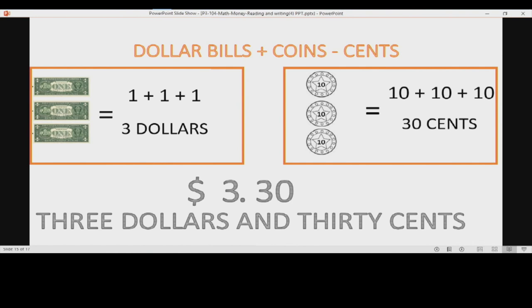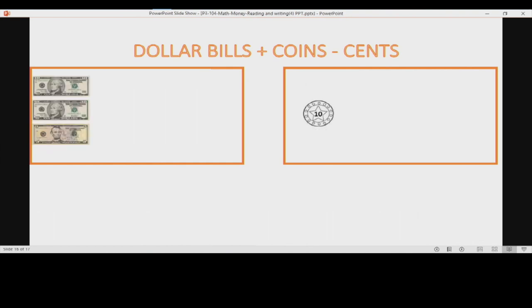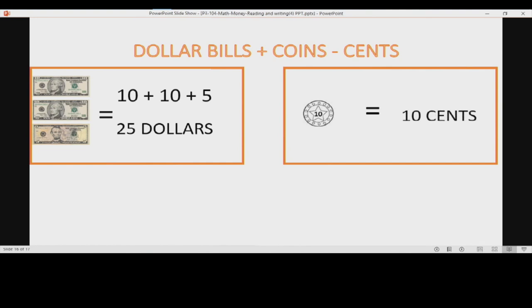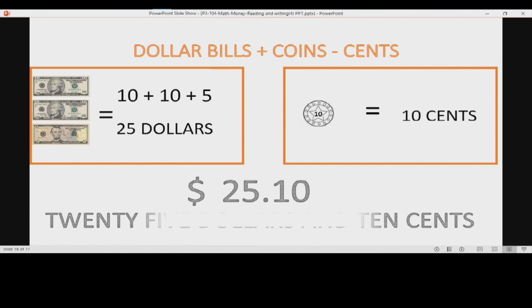Okay, next slide. Think carefully before answering, guys. We have $10, $10, and $5. So how many dollars in total? 10 plus 10 plus 5. 25. And how many cents do we have? We have one coin. 10 cents. So $25 and 10 cents. And we write it like this. $25 and 10 cents. Excellent, guys.